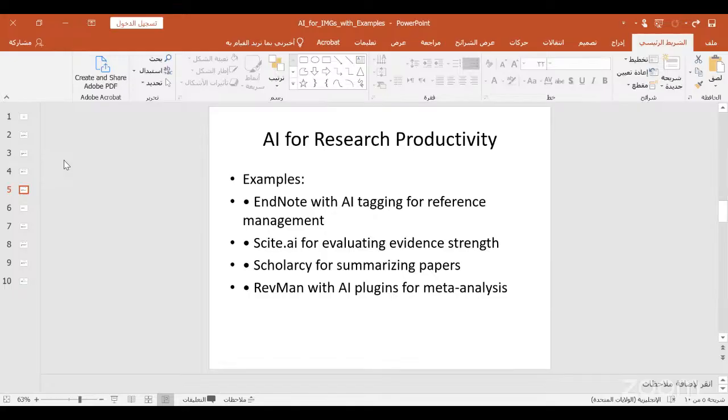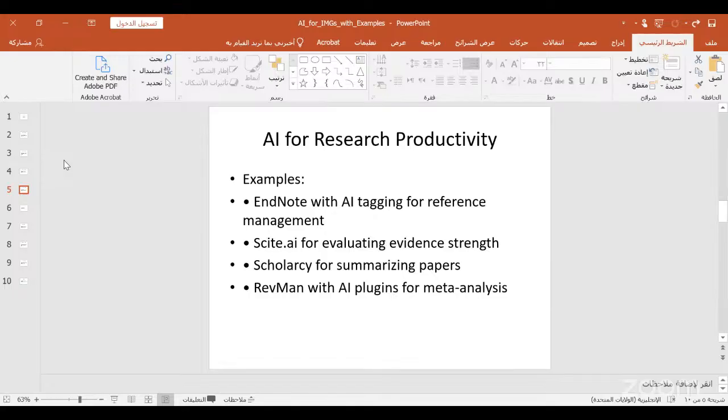And then we have Cite AI for evaluating evidence strength. Honestly, I have no experience with Cite AI before, so I cannot give my input here. And then we have Scholarly for summarizing papers. This is basically when you are reading research papers to identify gaps or to look for any areas of enhancement or updating. It will help you summarize the papers and give you an overview of the research paper. If you are going through multiple papers and you are busy, it's very helpful in summarization.